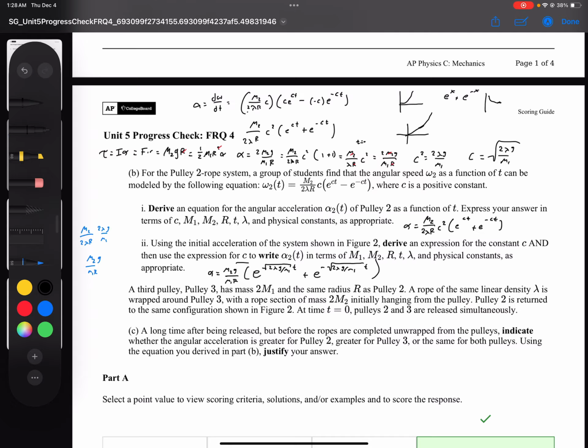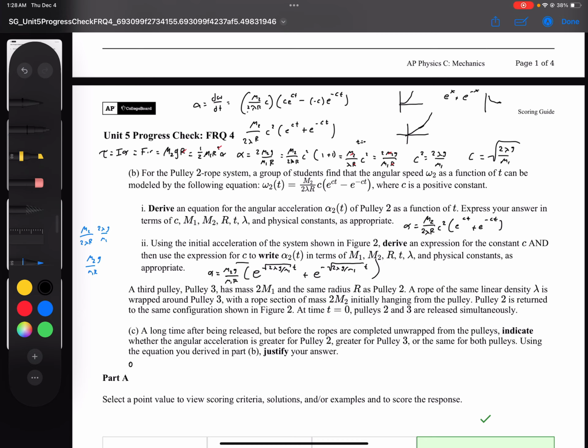So this goes back to what I was talking about with the graph. Here's the reasoning for it. Pulley 3 is twice as massive as pulley 2, and the rope section for pulley 3 is also twice as massive. So a knee-jerk reaction may be that they're going to be the same. But we have to look at the function. Let's replace the terms and look at it for both pulleys.